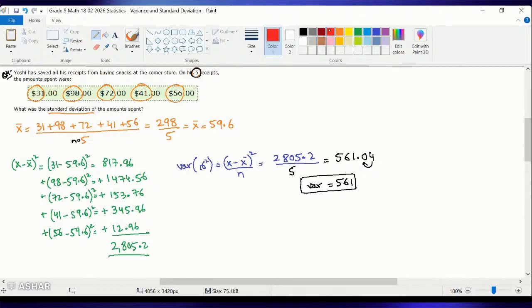Since we have to find the standard deviation, the requirement for the question is standard deviation. We can say the variance was 561. In order to find the standard deviation, we square root both the sides. And we can say the standard deviation would be the square root of 561. That comes out to be 23.68, rounded up, which would be 23.7. That is the standard deviation.